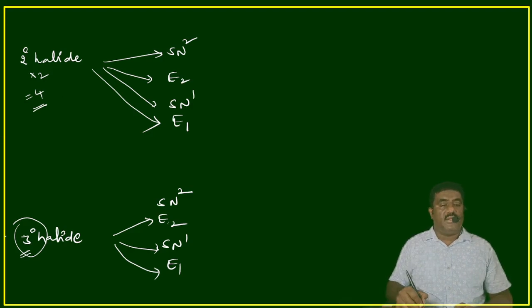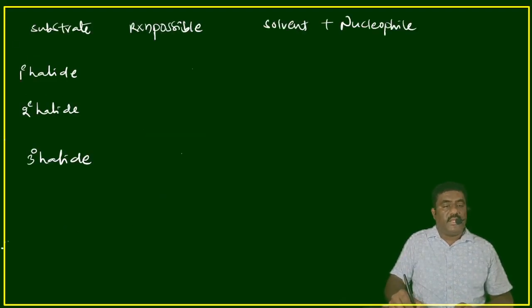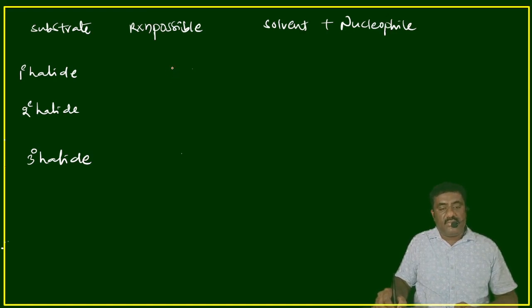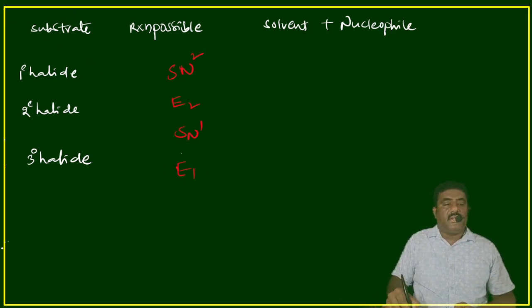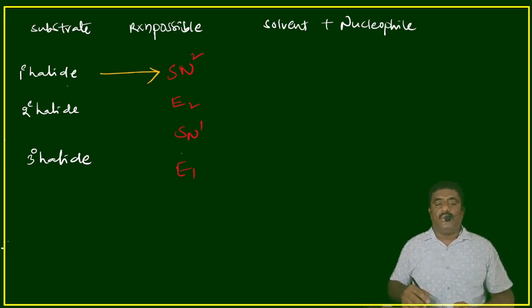Have a look once again. Look at this primary halide. First of all, write the reactions in this way: SN2, E2, and SN1 and E1. Primary halide, SN2 means 1. So what is the first one? SN2. Look at the next one.